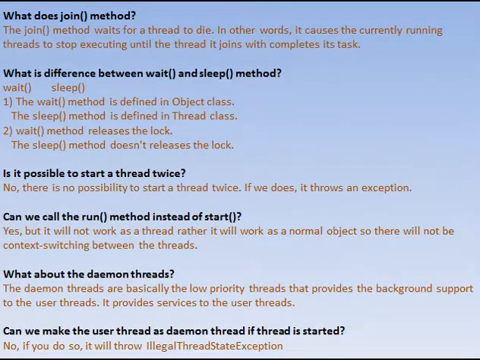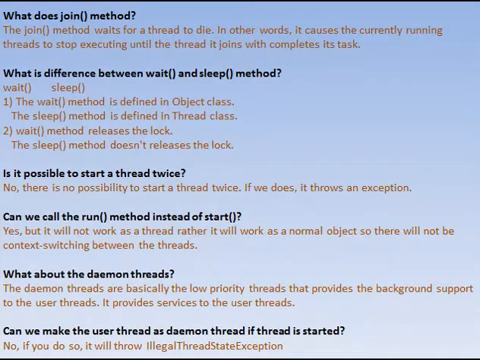What does join method do? The join method waits for a thread to die. In other words, it causes the currently running thread to stop executing until the thread it joins with completes its task.